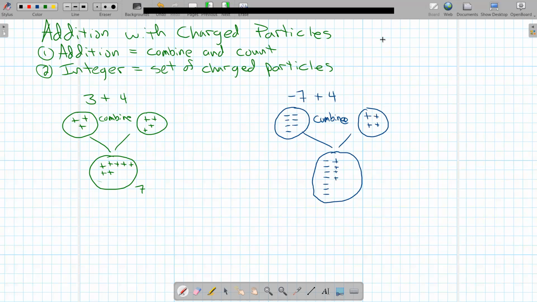Now I have to count them up. And as I count them up, I just want to keep in mind that I just made some zeros here, right? This right here is a 0. This right here is a 0. This right here is a 0. This one right here is a 0. Okay, so we have some zeros here.